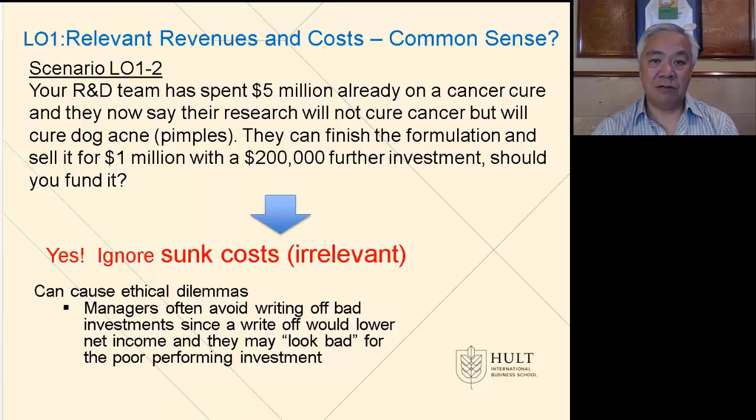So I guess if you think of the two alternatives of spending zero and making nothing, or spending $200 and netting $800,000, you'd say go ahead and solve pimples for dogs.